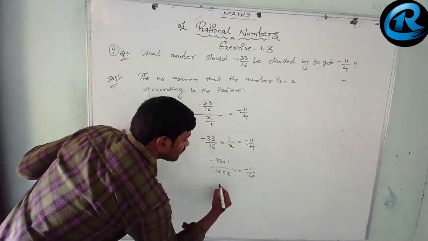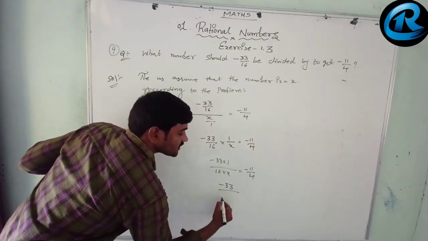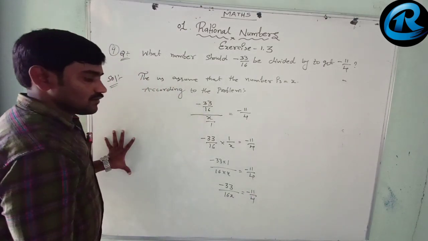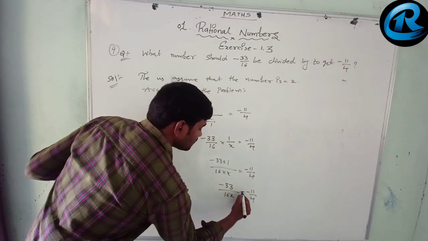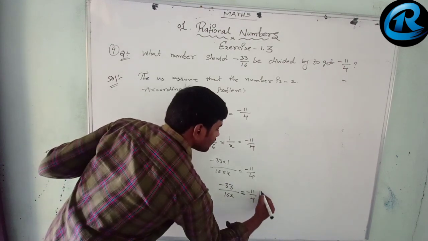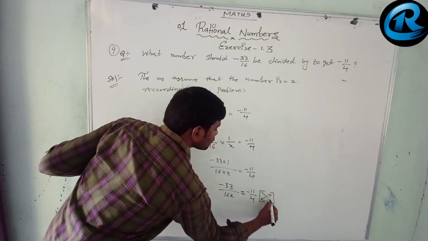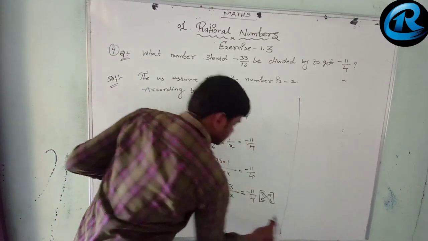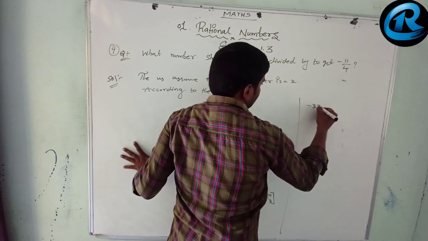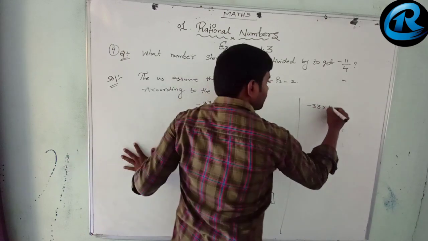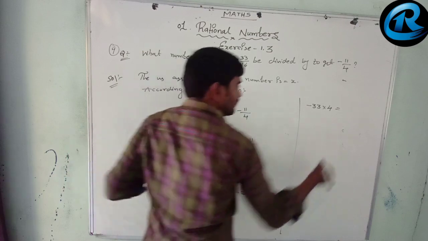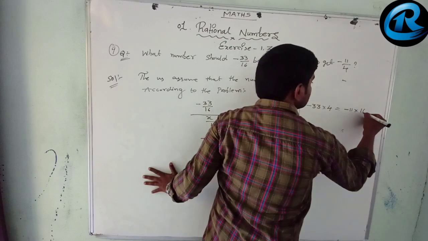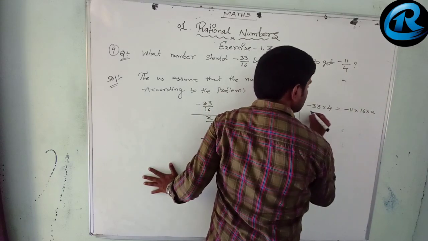So minus 33 into 1 is minus 33 by 16 into x, that is 16x, equal to minus 11 by 4. Now what do we do? Simple. We go for cross multiplication like this. This two we will multiply and this two we will multiply, so that you get an x value. Minus 33 here into 4 equal to minus 11 here into 16x. 16 into x, that is 16x.